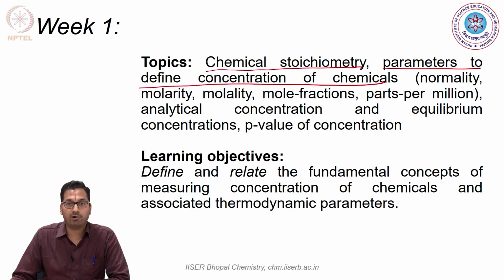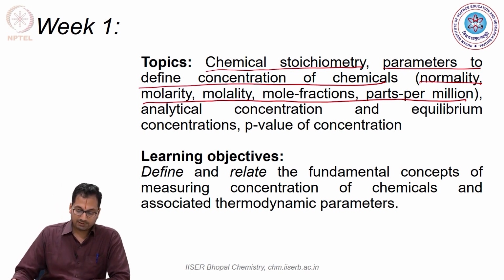So basically this is important for chemists to understand how to quantify different chemicals as we will be dealing with different reactions as we go forward. And the different types of concentrations will be defined here, namely the normality, molarity, molality, mole fractions, ppm, that is parts per million, and also understanding analytical concentrations and equilibrium concentration in terms of thermodynamic parameters and also p-value for a given concentration. Let's go a little bit in detail about the learning objective here.